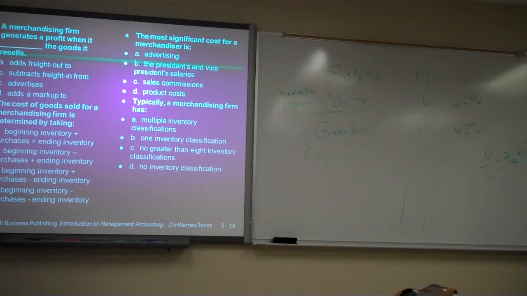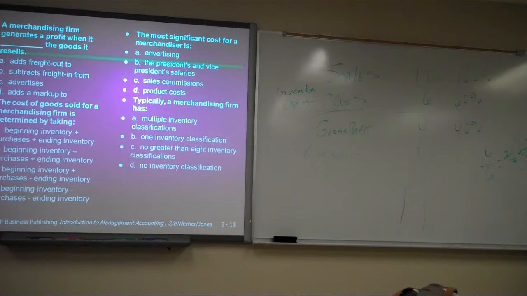The most significant cost for a merchandiser is what? Product cost. That's our cost of goods sold, right? Our product cost, our inventoriable cost, is our cost of goods sold. Those are our product costs. And what gets in those product costs is our inventoriable costs.